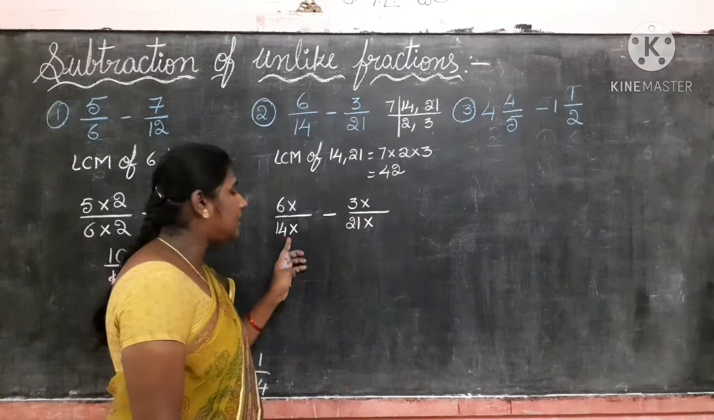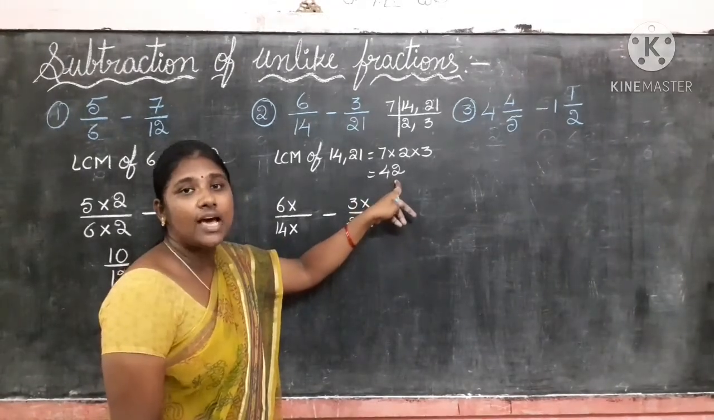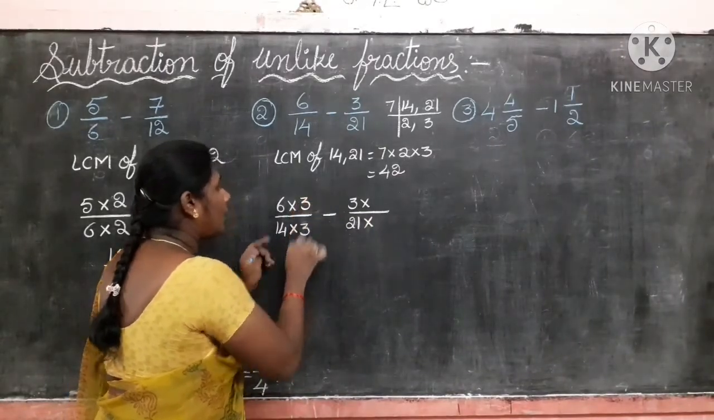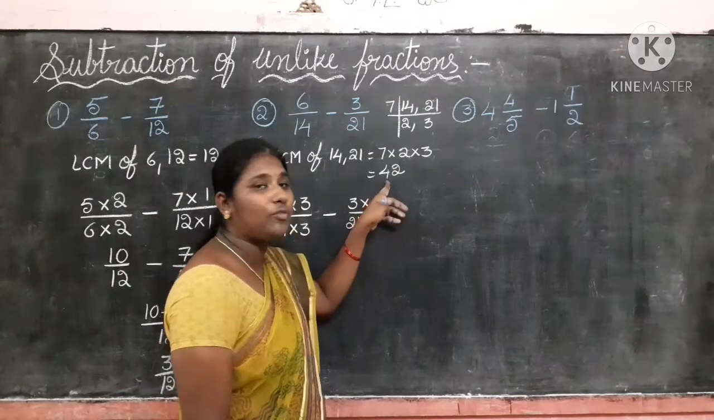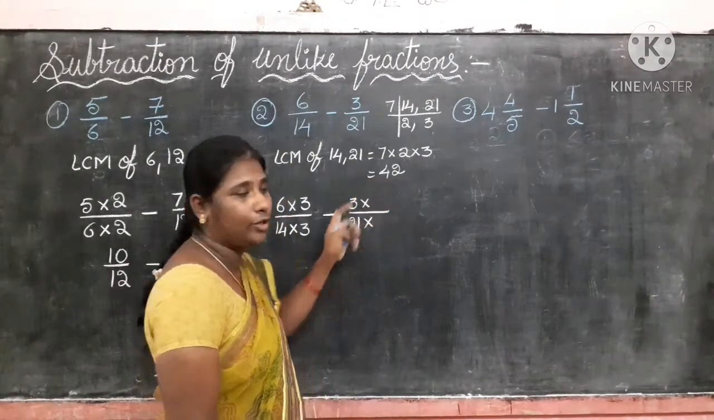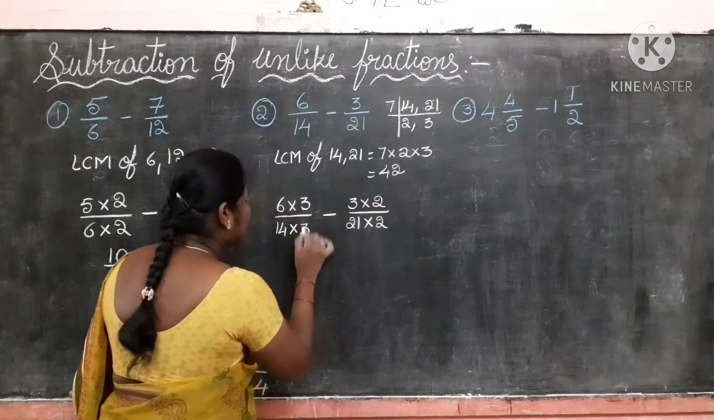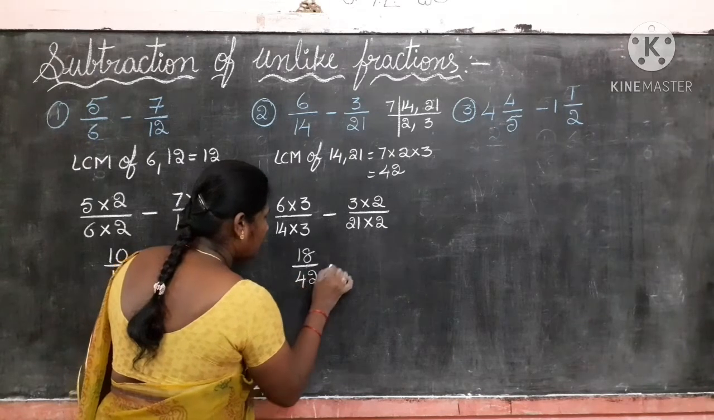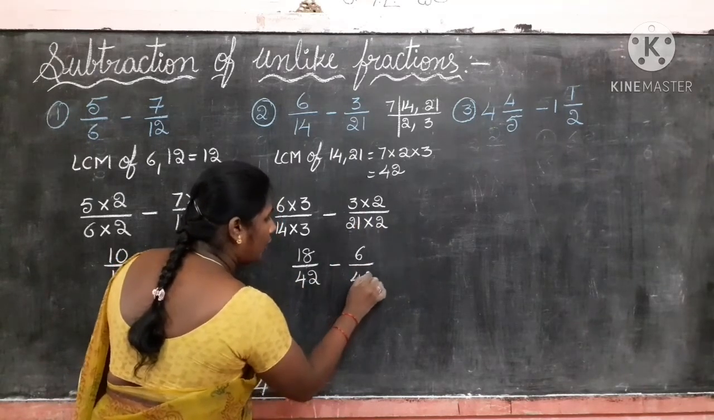So this denominator here is 14. 14 table 42. 14 3s are 42. So both we have to multiply with 3. Next one, 21 table 42. 21 2s are 42. So both we have to multiply with 2. 6 3s are 18 by 14 3s are 42 minus 3 2s are 6 by 21 2s are 42.